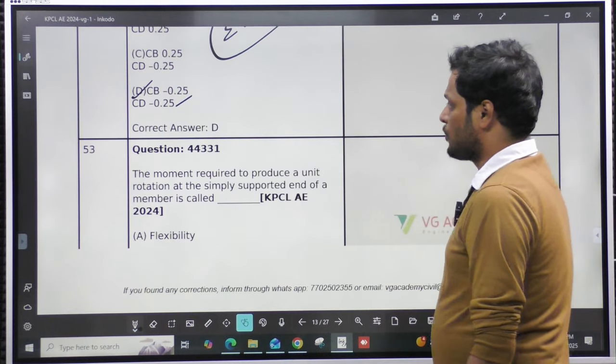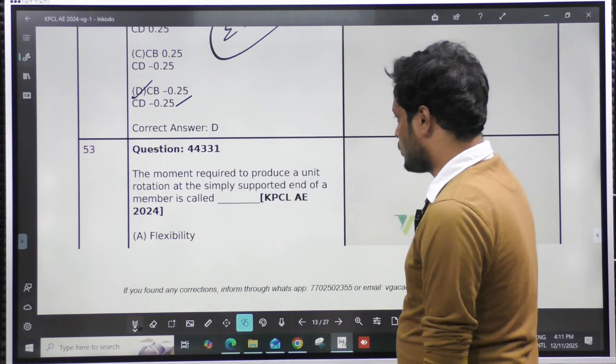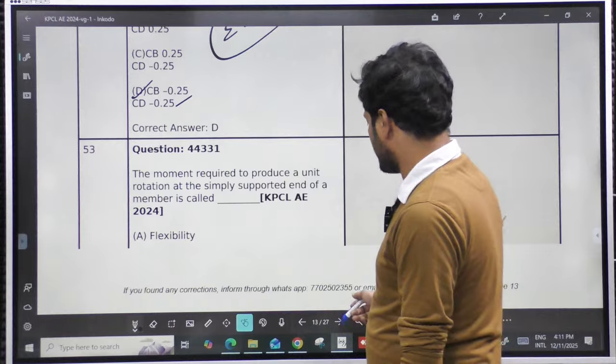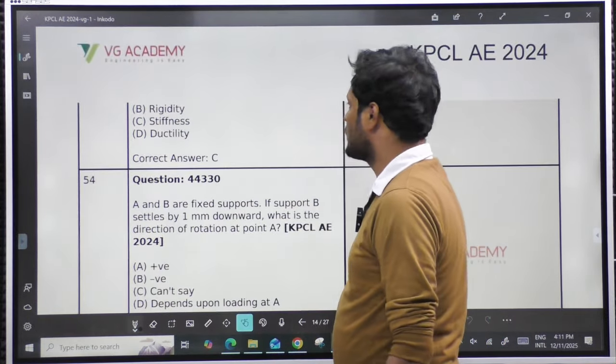The moment required to produce a unit reaction at simply supported unit is called stiffness.